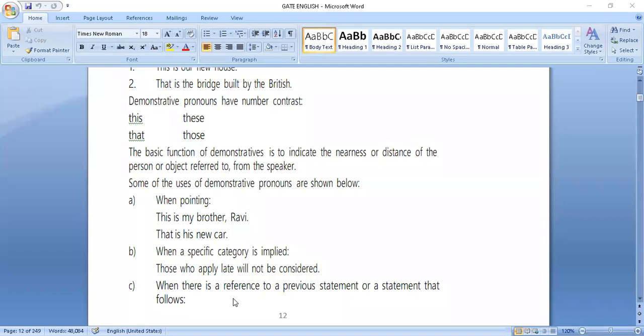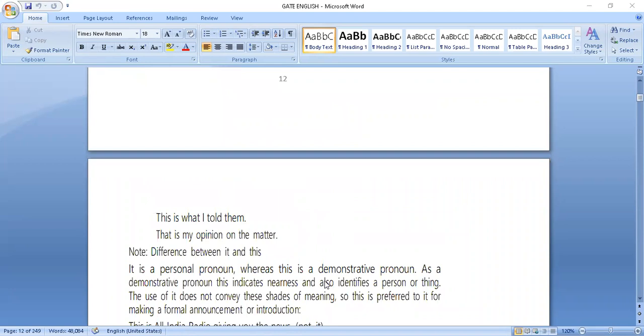When there is a reference to a previous statement or a statement that follows: This is what I told them. That is my opinion on the matter. Note the difference between it and this. It's my opinion on the matter. This is my opinion on the matter. What happens if we use "It is my opinion on the matter"?